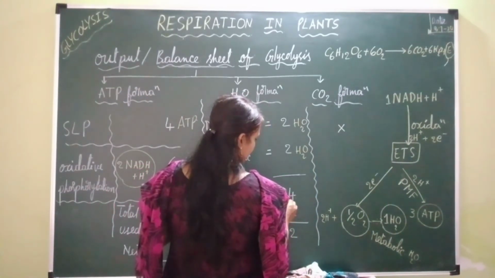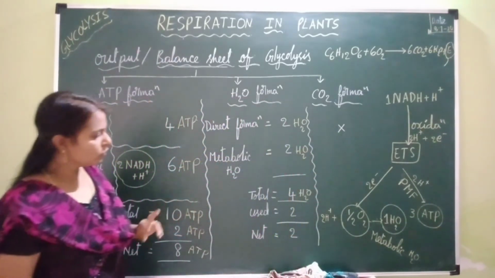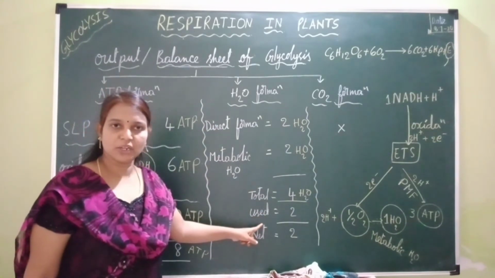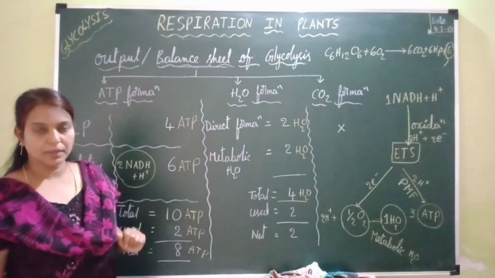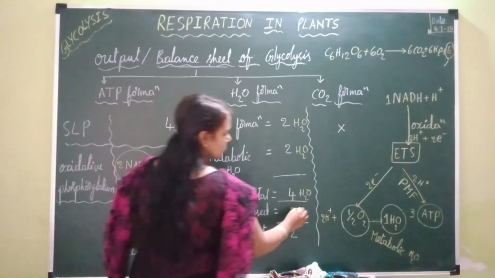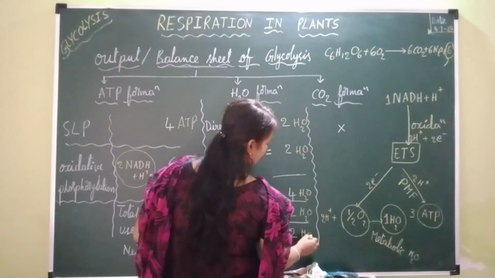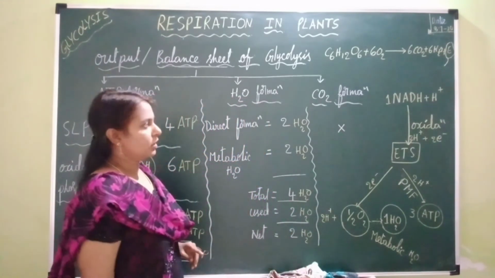Totally how many water molecules are formed? 4 water molecules are formed. Among these 4 water molecules, how many water molecules are used up? 2 water molecules are used up. Where are they used? In the 6th step in the form of H3PO4. So 2 water molecules are used up. So the net gain of water molecules through glycolysis is 2 water molecules.